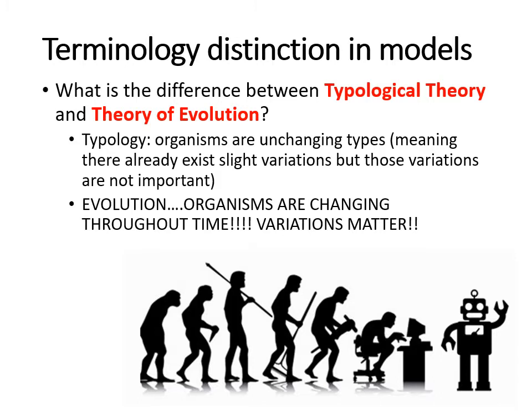Whereas evolution and evolutionary thought showed that organisms are changing throughout time and that the variations you see, whether it's the long-neck giraffe versus short necks, or the differences you see in people in terms of muscle structure, all of that exists through changes throughout time, and those variations matter. They affect survival, they affect reproductive success, they are important. So make sure you know typology versus evolution.